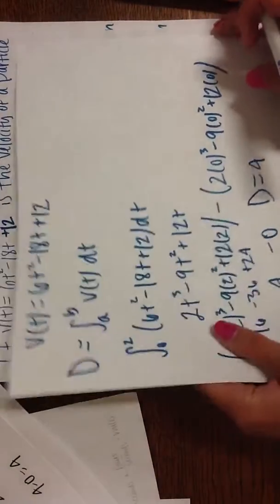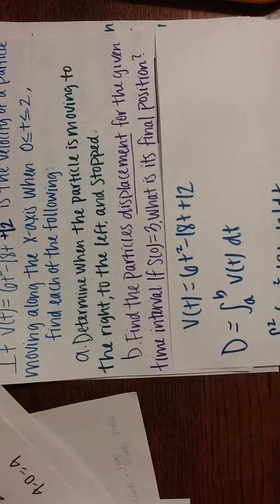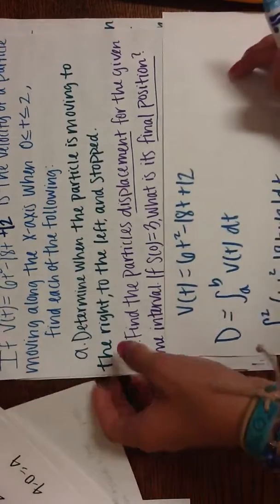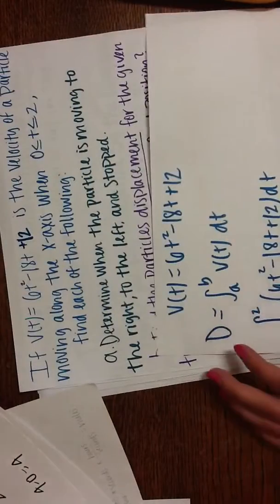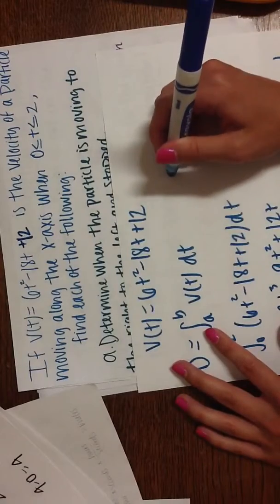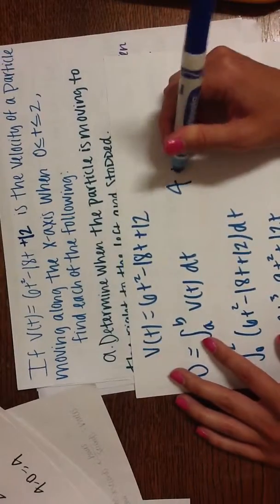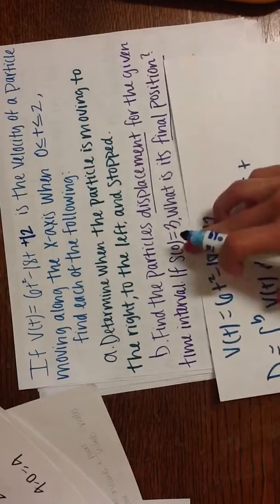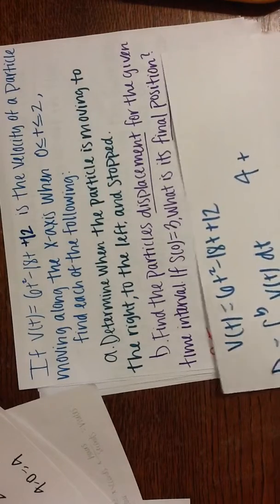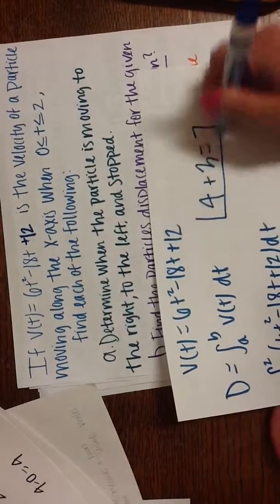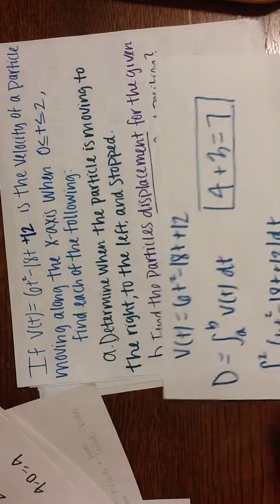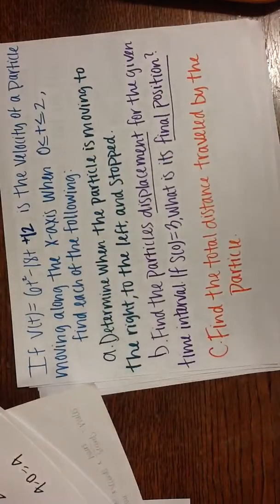Now that we've done the hard part, we have to pull everything together once again. 4 is the displacement, so what is its final position? Final position, if we remember, is displacement plus initial position. So the simple part is we just have to add displacement of 4 plus the initial value, s of 0 equals 3. So we know that the initial value is 3. So added together equals 7 for the final position. And that sums up part B.